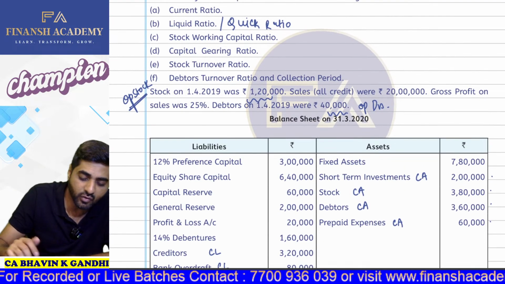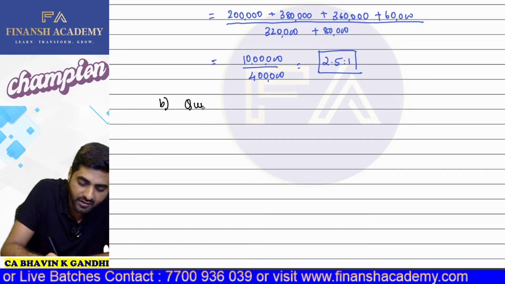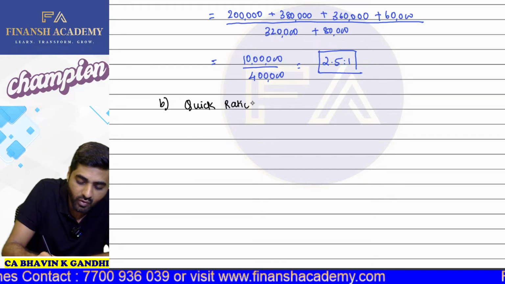What's the B part? Quick ratio. So again, in your quick ratio, what is the formula?